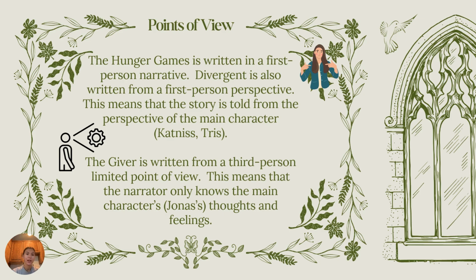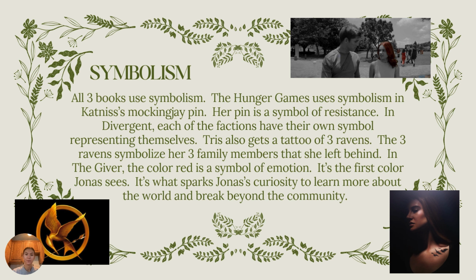Points of view. The Hunger Games is written in a first-person narrative. Divergent is also written from a first-person perspective. This means that the story is told from the perspective of the main character, so either Katniss or Tris. The Giver is written from a third-person limited point of view. This means that the narrator only knows the main character's, so Jonas's, thoughts and feelings.